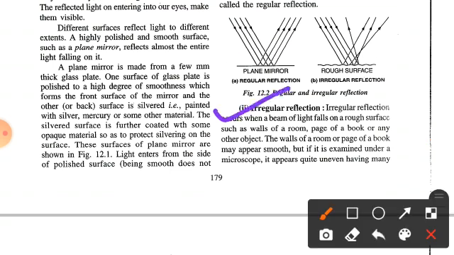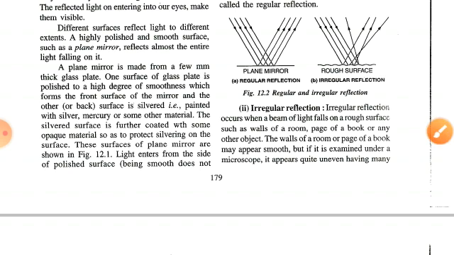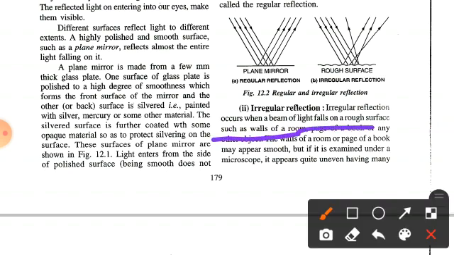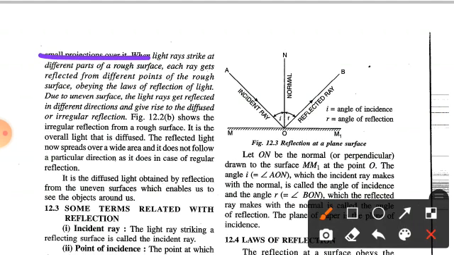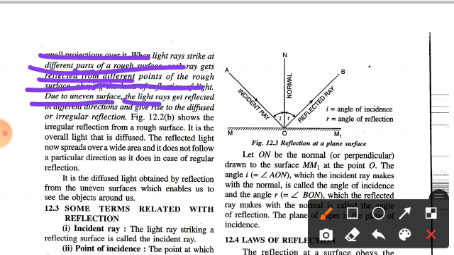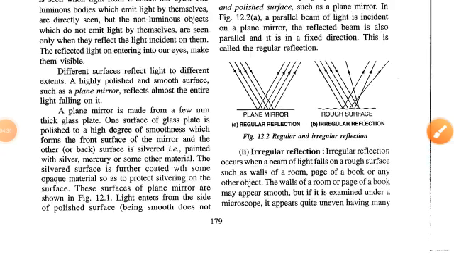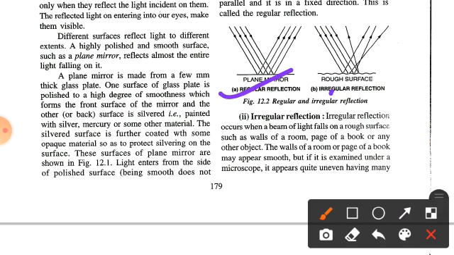Now come to irregular reflection. Irregular reflection occurs when a beam of light falls on a rough surface such as the wall of a room, the page of a book or any other object. The wall of a room or a page of a book may appear smooth, but if examined under a microscope it appears quite uneven, having many small projections over it. When light rays strike different parts of a rough surface, they get reflected from different points of the rough surface, obeying the laws of reflection of light. Due to the uneven surface, the light rays get reflected in different directions and give rise to diffused or irregular reflections. Clear? I will show you figure 12.2, the two figures.